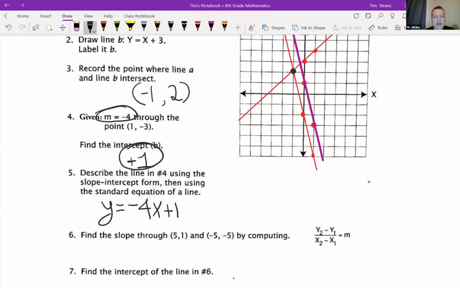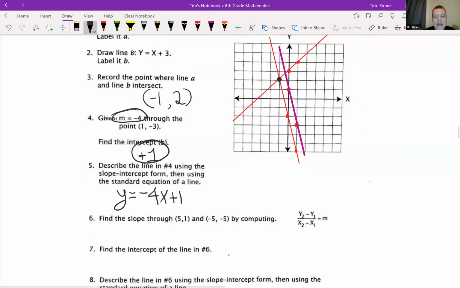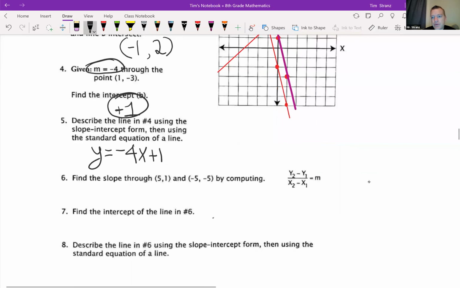All right, if I need to write that in standard form now, okay, so remember standard form is going to be ax plus by equals c. I'm going to write it over here. Remember, none of them can be a fraction, and ax cannot be negative, okay? So if I make this standard, I'm going to rewrite it up here.